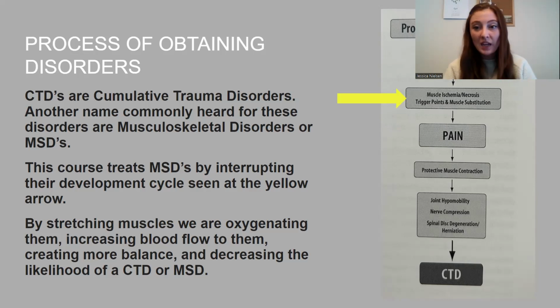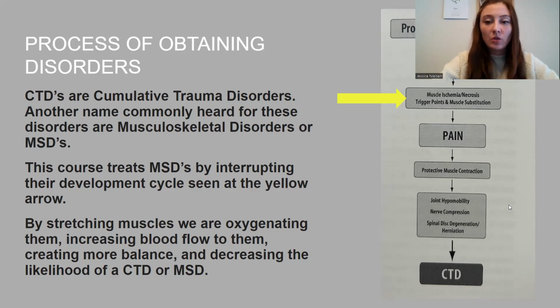And as you have pain, you again have other muscles contract and try to help things out. And then eventually you get joint hypomobility and nerve compression, which you see in carpal tunnel. It's compression of the median nerve. Or spinal disc degeneration. There's a lot of that for dental professionals in the neck and in the back. And that's when your trauma disorders or your musculoskeletal disorders develop.